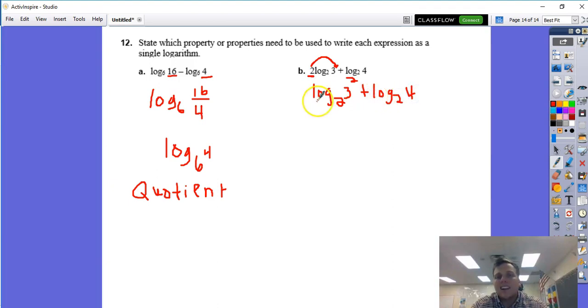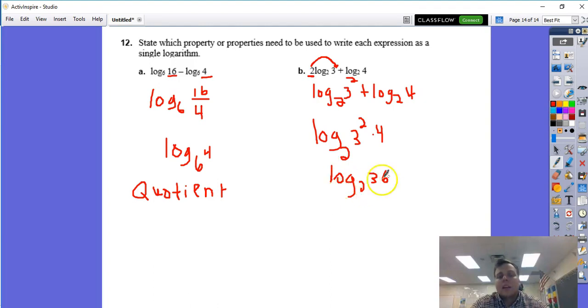Now you have 2 logs adding with the same base, so you can rewrite them as 1 log, and you can make them multiplying. And then if you wanted to go a step further, you could say log base 2. 3 squared is 9. 9 times 4 is 36. So log base 2 of 36.